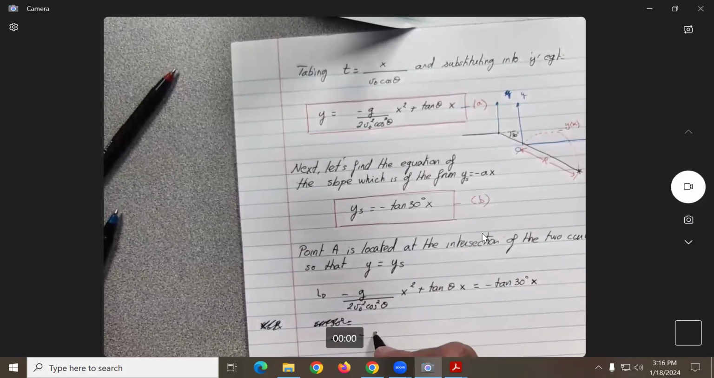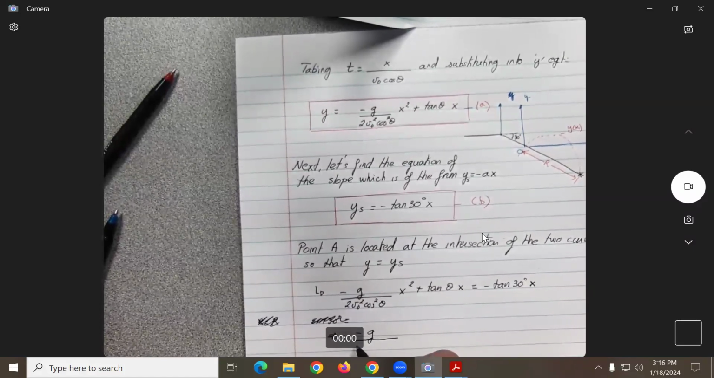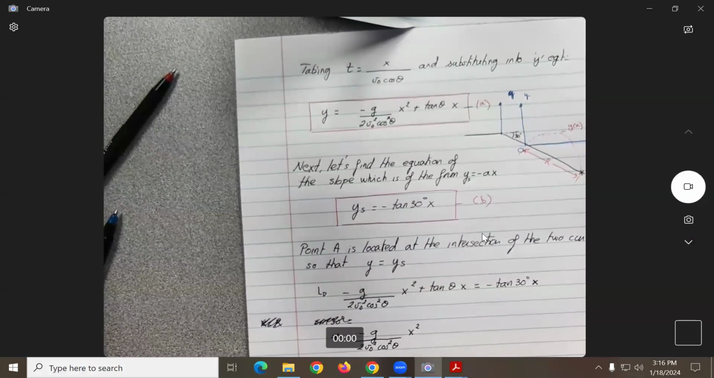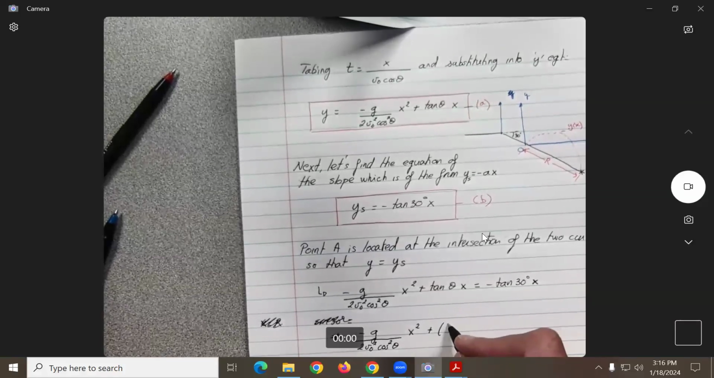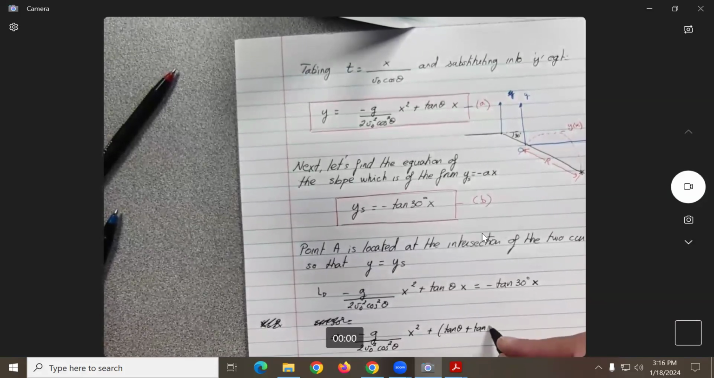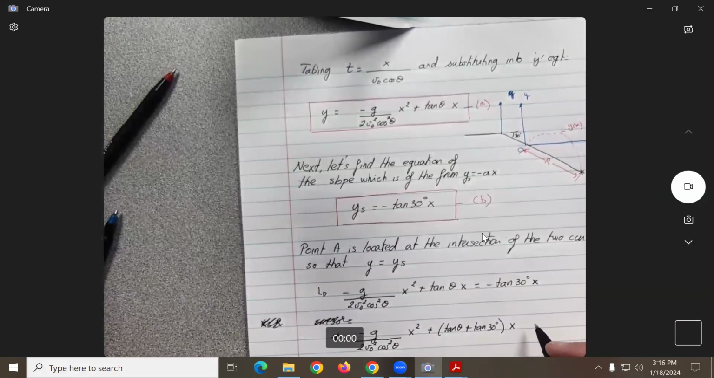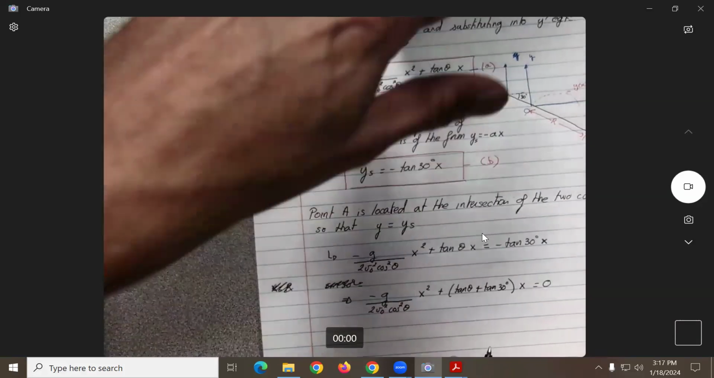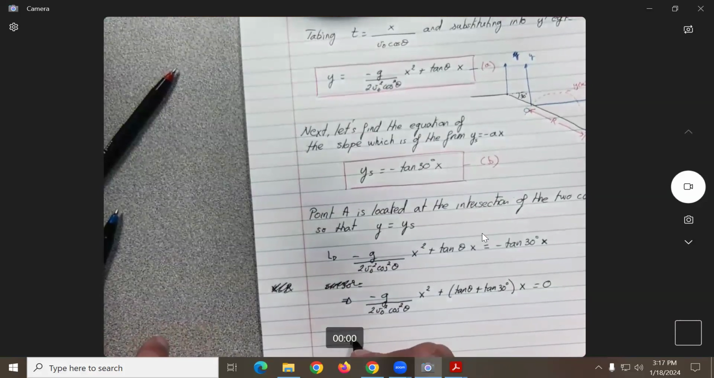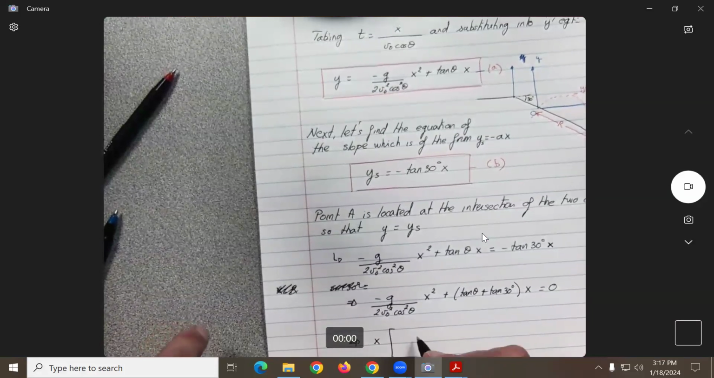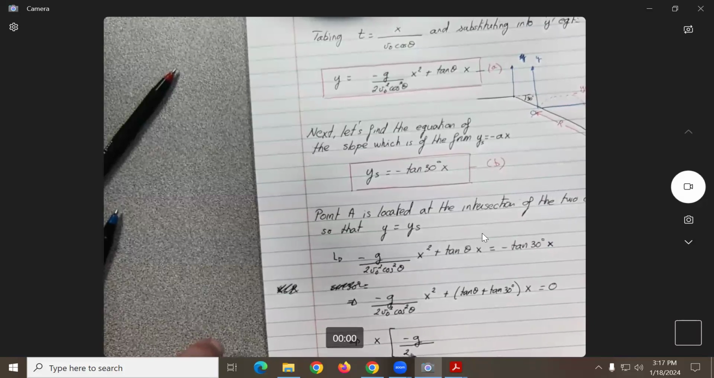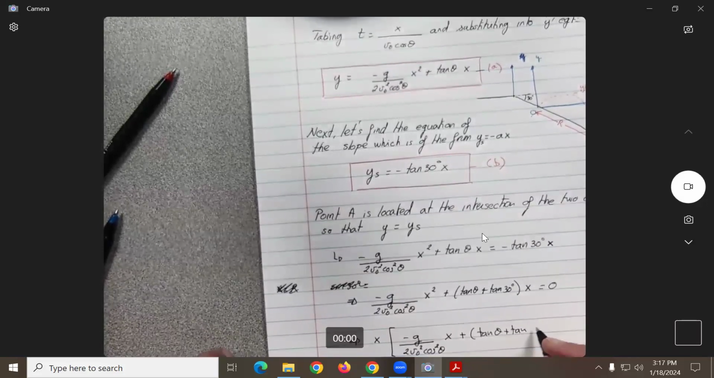So this will give us: minus g over 2 v naught squared cosine squared theta x squared plus tangent theta plus tangent 30 x equal to 0. This will give you what? You can factor by x: x times minus g over 2 v naught squared cosine squared theta x plus whatever this value is over here, tangent theta plus tangent 30, equal to 0.